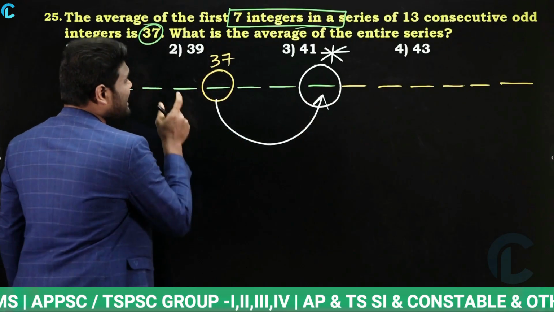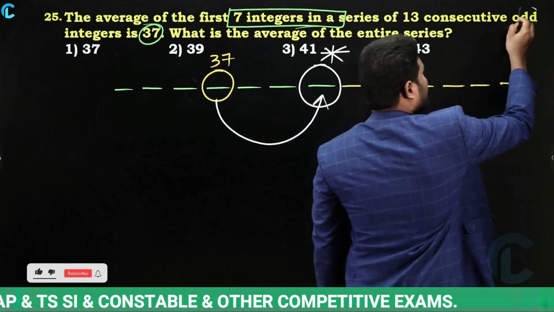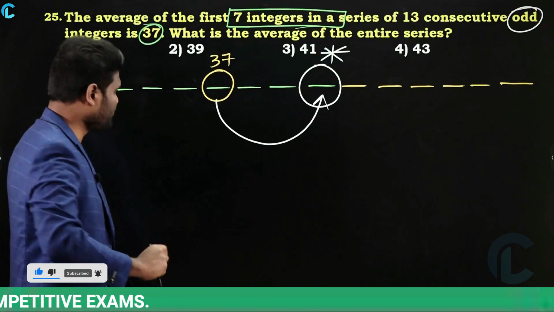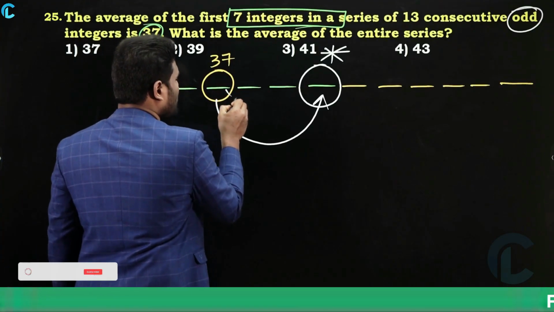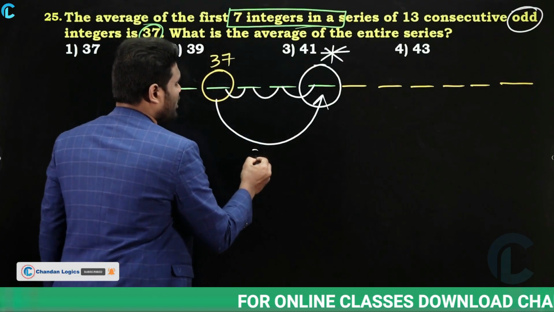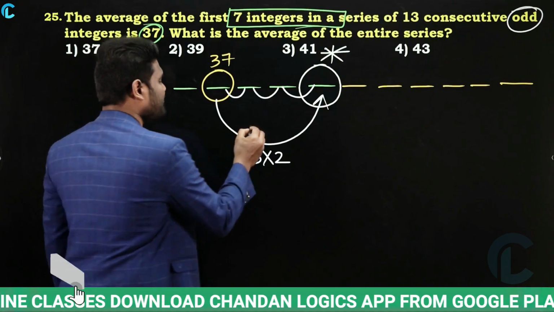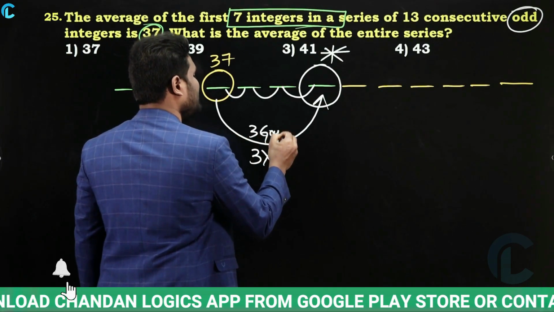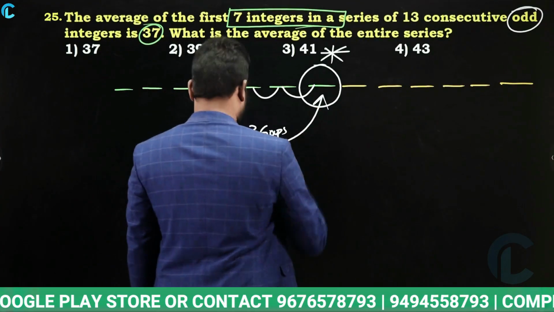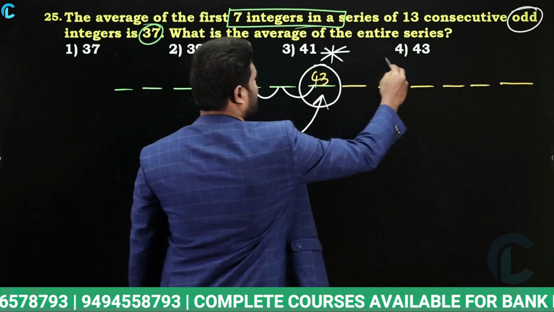Now if you look here, these are consecutive odd numbers. As the question is about consecutive odd numbers, each odd number will have a difference of 2. How many gaps are there here? 1, 2, 3. As you have 3 gaps, this is going to be 3 into 2. Each gap is 2, 2, 2. So 37 plus 6, the answer is nothing but 43. So the answer for this question is going to be 43.